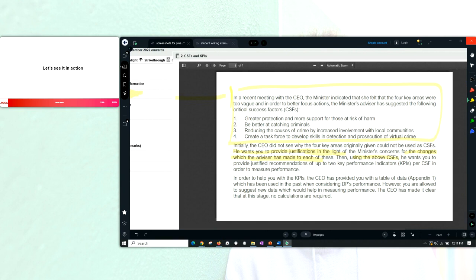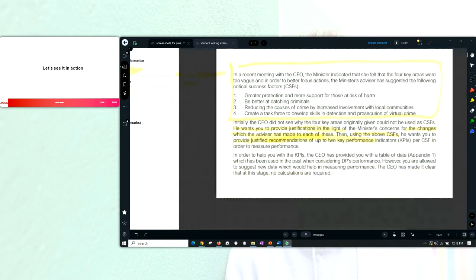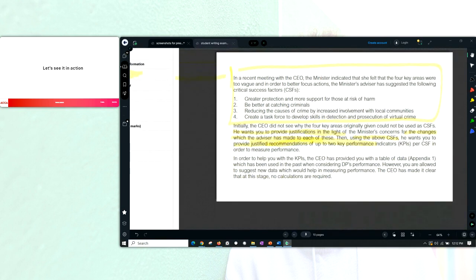Then, using the above critical success factors, provide justified recommendations of up to 2 KPIs. So people, we're looking at the reason the pass rates are low for APM. It's about exam technique. It's about starting off with finding the embedded requirements. Guys, I'm looking in the attendee chat. Give me a thumbs up there. Give me a smile. Give me some recognition that you recognize the importance of finding the embedded task. Looking for some love, some ACCA love.